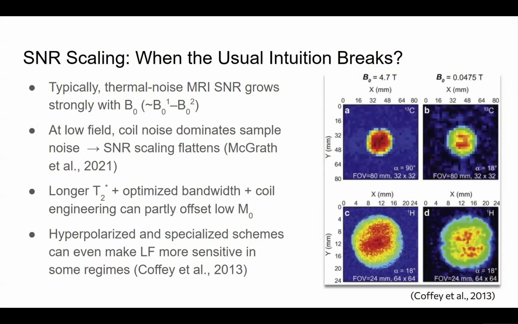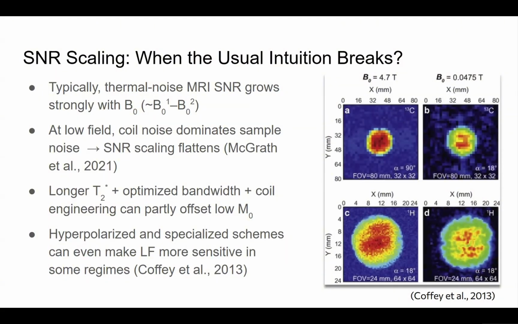The usual story is that M naught scales with B naught, and in the sample noise regime, SNR often goes like B naught squared. So that would make 64 millitesla look hopeless in terms of imaging, but McGrath and collaborators also showed that once you model coil noise, field-dependent T1, T2, T2 star, and realistic TR and TE, the scaling bends away from those simple power laws.